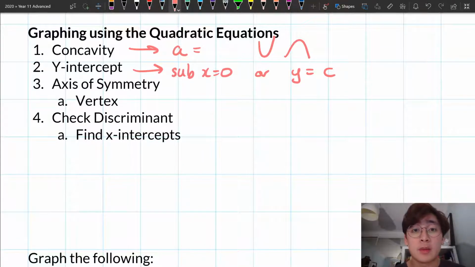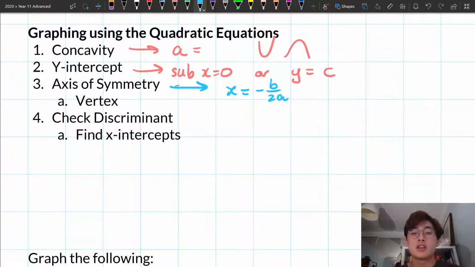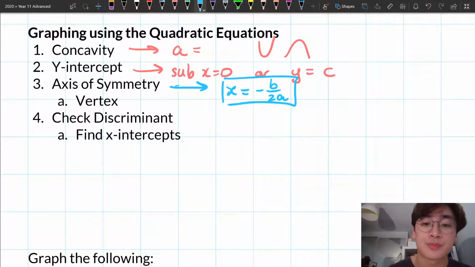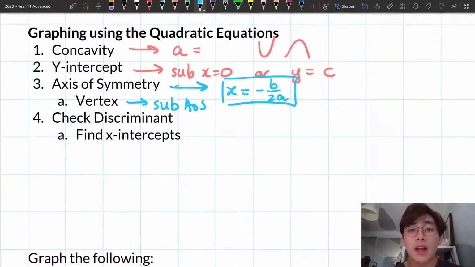Now, this is where it's a little bit different to the previous ones. The next step is you find the axis of symmetry. Using the quadratic equation, we know that the axis of symmetry is x is equal to negative b over 2a. So what you can do is sub in those values, identify what those a, b, and c values are, and sub them into this axis of symmetry equation. Then once we've done that, we need to find the vertex. So what do we do to find the vertex? Well, you sub the axis of symmetry in to find the y coordinate. Once you've got that y coordinate, you have the coordinates of the vertex. That's the tip of your parabola.